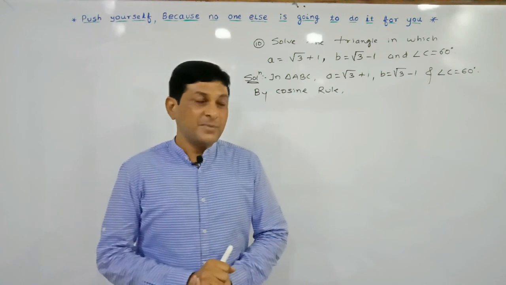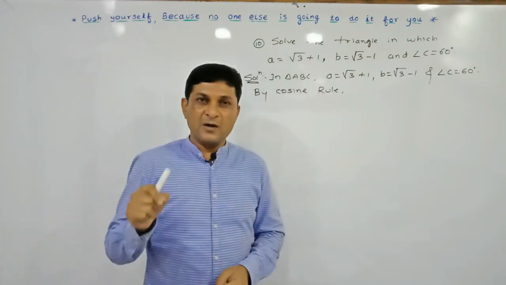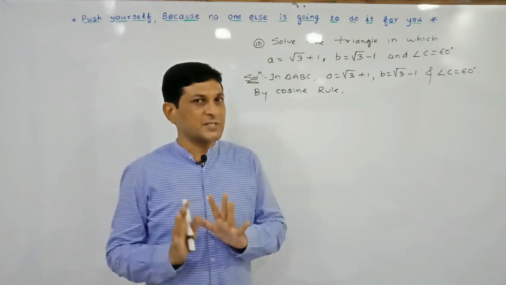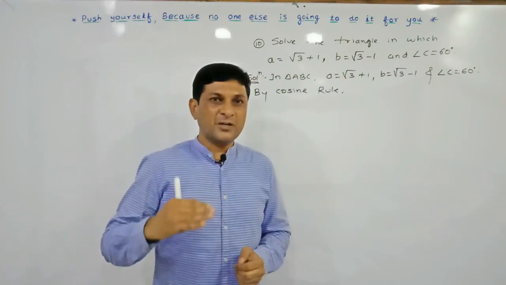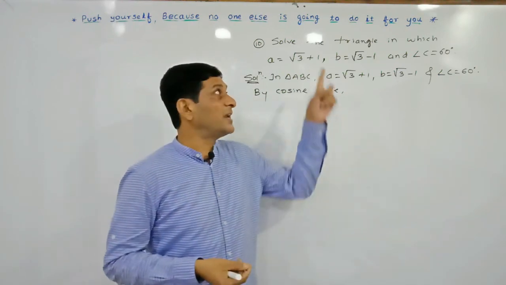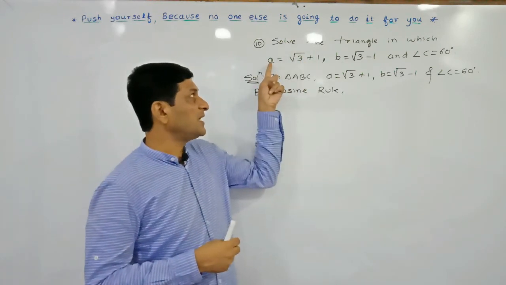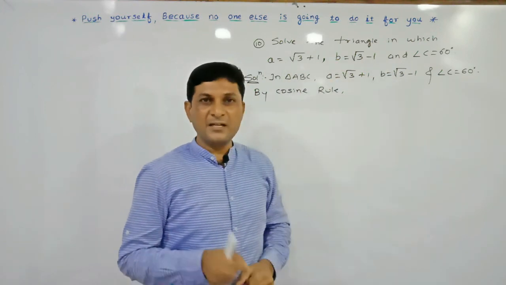Now see the example number 10th. In this case we have to solve the triangle. Already we have discussed the definition of solution of a triangle. Means if some parts of a triangle are given to us, using the given parts, the method of finding unknown parts is called as what? Solution of triangle. So here also some parts are given to us. A means one side, B is another side, means two sides, and one angle is given to us.